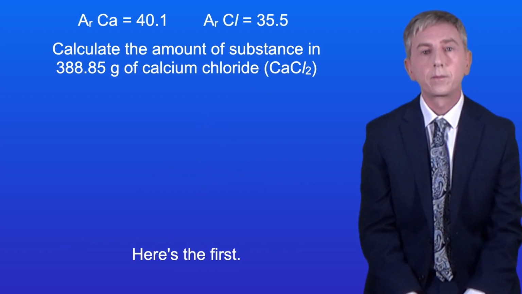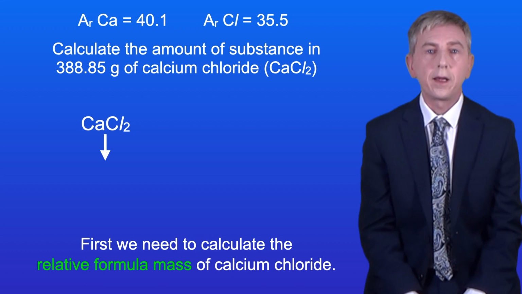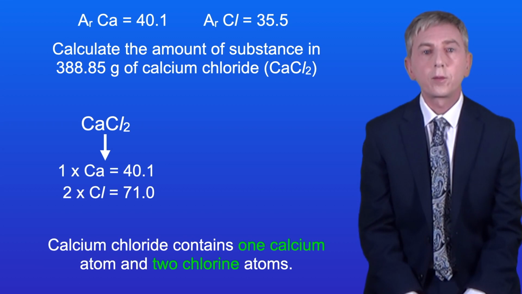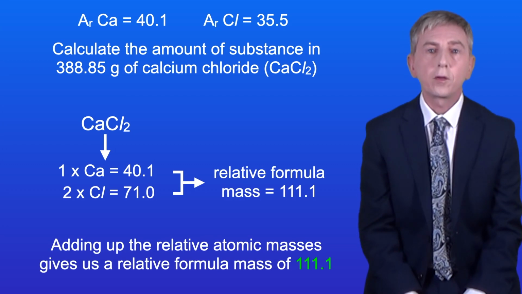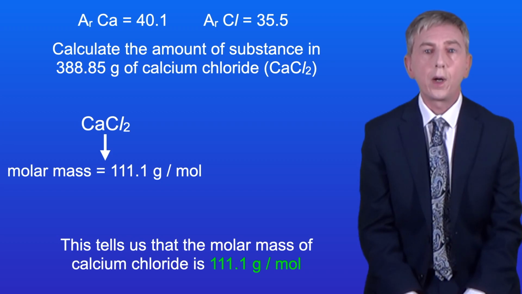Here's the first. Calculate the amount of substance in 388.85 grams of calcium chloride. So pause the video now and try this yourself. Okay, first we need to calculate the relative formula mass of calcium chloride. Calcium chloride contains 1 calcium atom and 2 chlorine atoms. Adding up the relative atomic masses gives us a relative formula mass of 111.1. So this tells us that the molar mass of calcium chloride is 111.1 grams per mole.